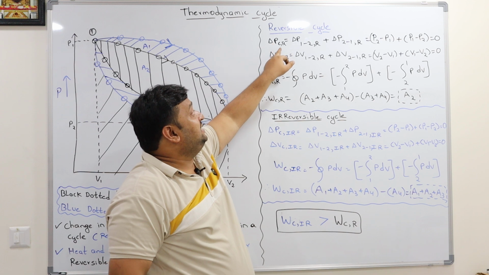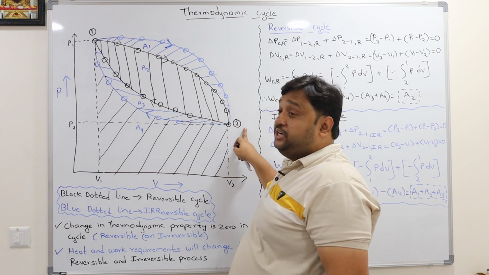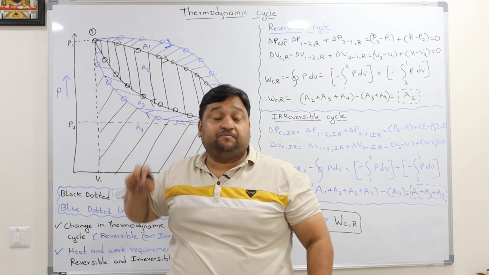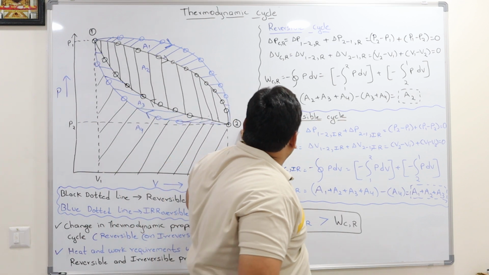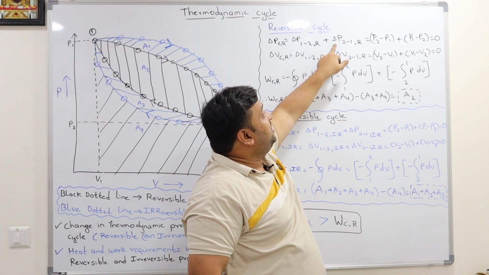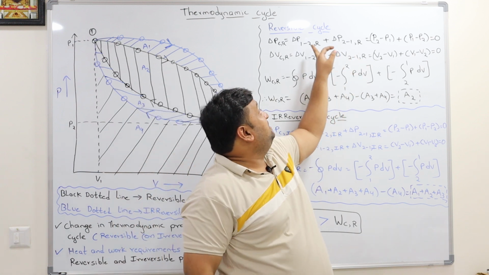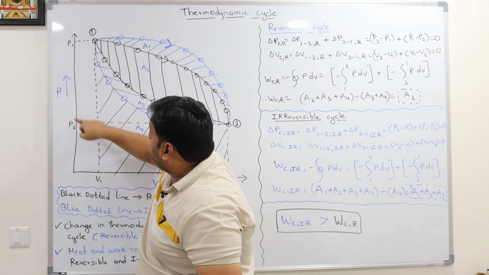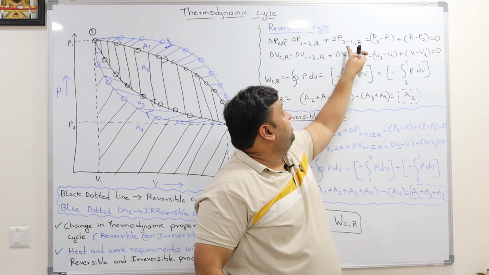That is delta P for the cycle, which is nothing but the change in P from state 1 to state 2, and again the change in pressure from state 2 to state 1. So the change in pressure from 1 to 2 in this reversible cycle, the black one, plus the change in pressure from 2 to 1. What is the change in pressure from 1 to 2? This is 1, this is 2. The change is P2 minus P1, plus the change in pressure from 2 to 1.